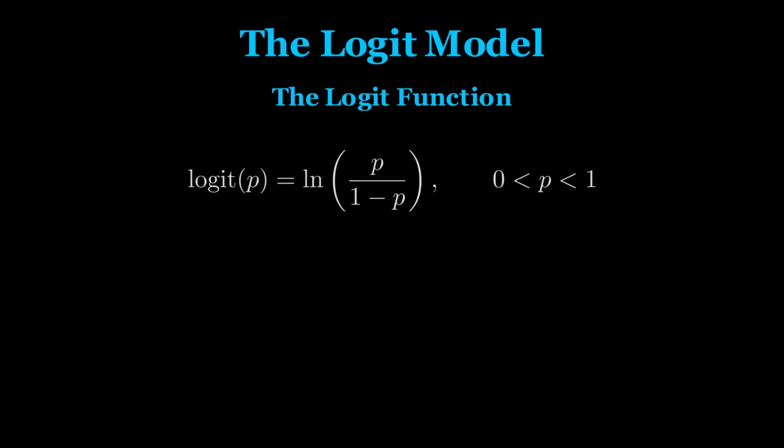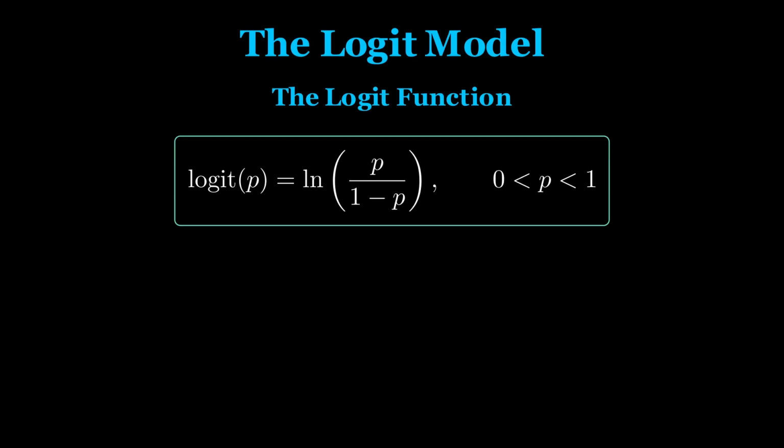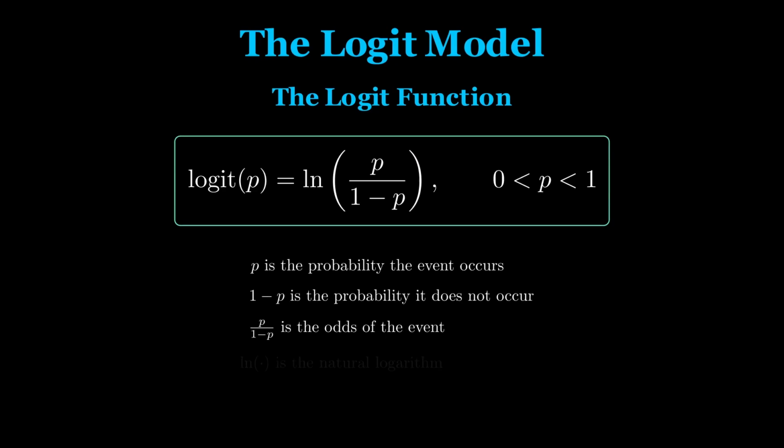So what exactly is the Logit function? For a probability p strictly between 0 and 1, the logit of p is defined as the natural logarithm of p over 1 minus p. Here p is the probability of the event occurring. 1 minus p is the probability of it not occurring. The ratio of the two is the odds of the event, and ln is the natural logarithm. So the logit is just the log odds.